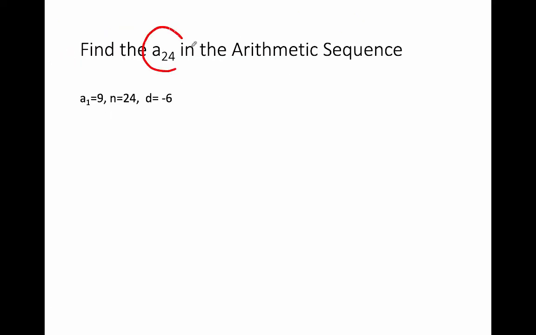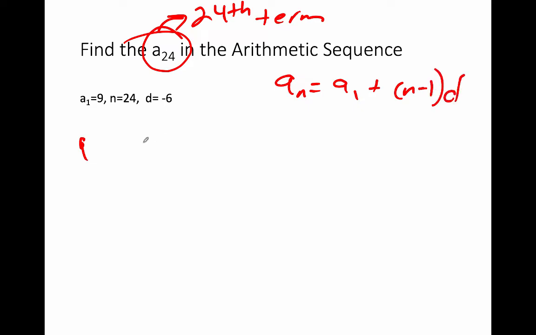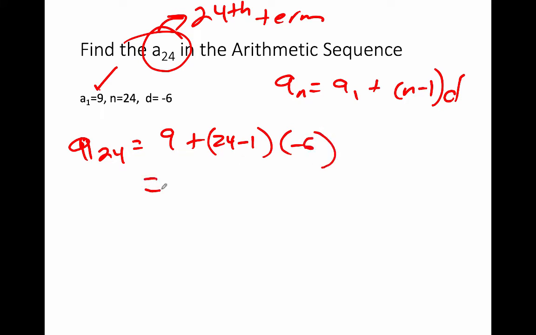Okay, find a24. I'm looking for the 24th term. This is where we don't want to do repeated addition. I'm going to use a sub n equals a sub 1 plus n minus 1 times d. So here is a sub 24 equals the first term, there's the first term, plus 24 minus 1, which is 23, times negative 6. Into my calculator, I can do 24 minus 1 in my head. So I grab my calculator, 9 plus 23 times negative 6, because I'm subtracting 6, I'm subtracting 6 23 times. That's the first term, and then I'm going to the 24th term. So I get negative 129.